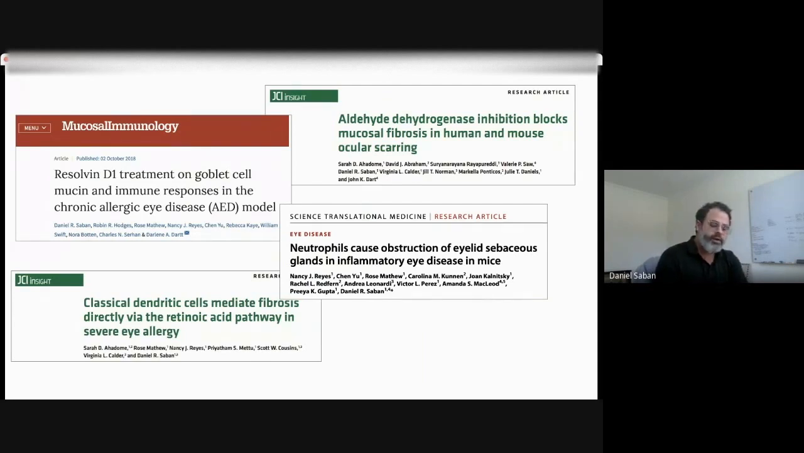And we've had good productivity with this model and multiple collaborations, and this is an outdated list. We've worked with Charles Sirhan and Darlene Dart to look at goblet cell dysfunction. We've collaborated with John Dart at UCL to look at mucosal fibrosis, which they found to mimic a lot in ocular pemphigoid in humans. In the bottom left, we've actually looked specifically at fibrosis, but interestingly, dendritic cells initiating fibrosis, which was very novel. And then lastly, next slide, please.